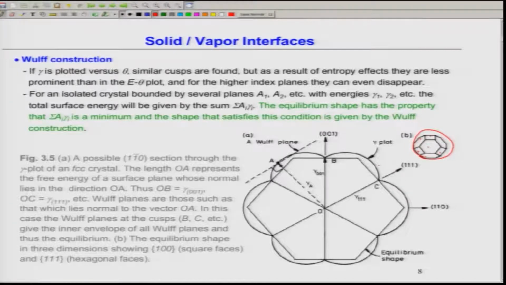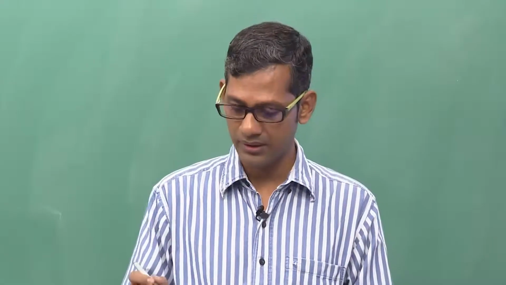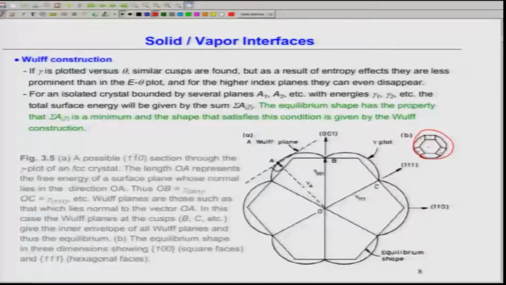You can always make a 3D plot, that is not very difficult, but it requires a little bit more calculations. So, that is the 3 dimension, this is the cusps. You see here the cusps and minimum points, you can see here the minimum point as the outside envelope. Now, that is what is known as the E versus theta plot, E is the solid vapor interfacial energy.